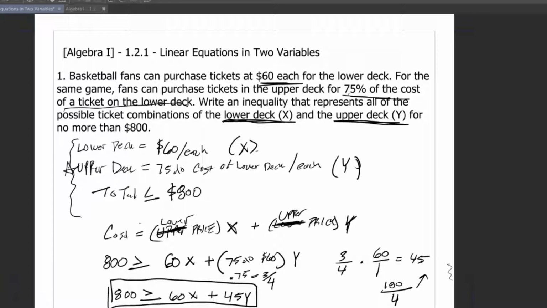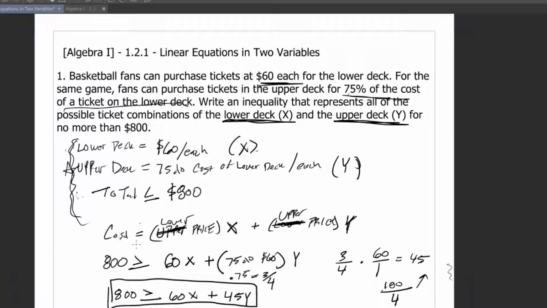And that is your equation for this question. Now, to reiterate, we read the question, we went through each of the things that we thought were important, wrote them down, and that was the lower deck ticket price, the upper deck ticket price, and the total amount that you cannot be greater than. You can be equal to it, but not greater than, right?